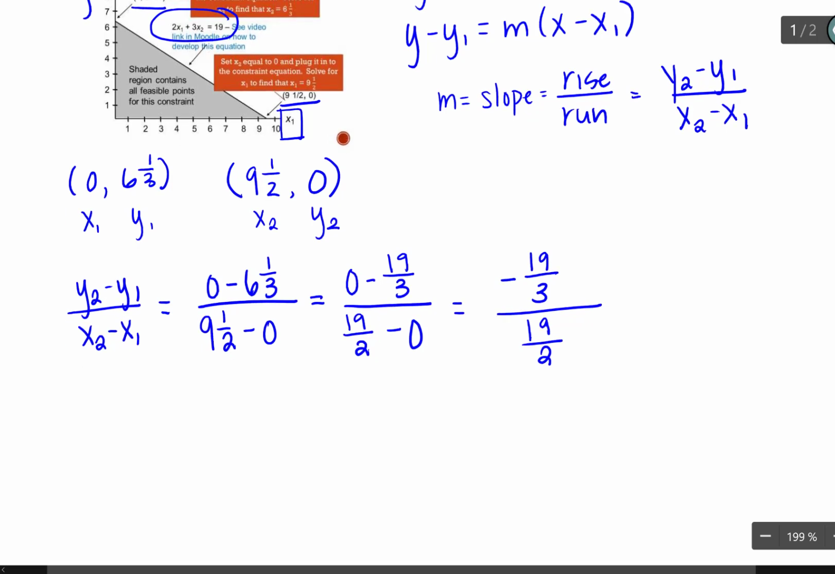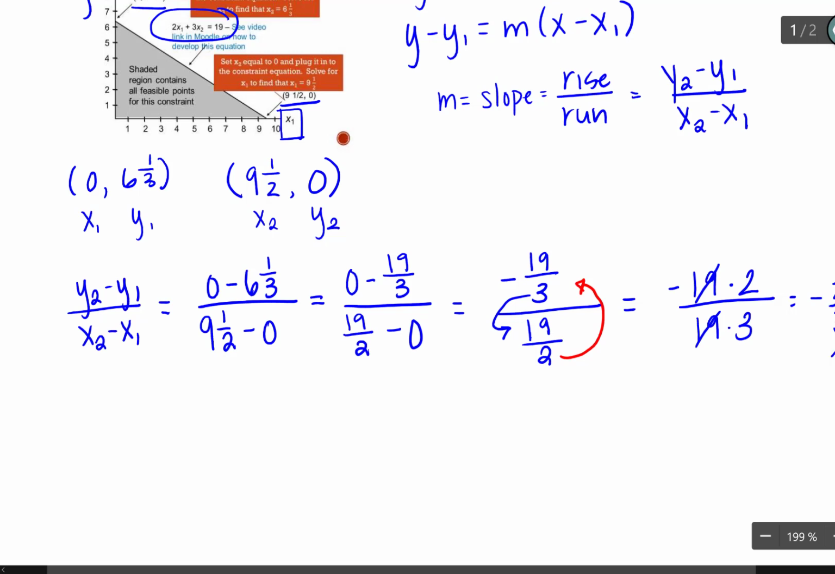Okay, so now let's remember how to deal with fractions within fractions. What we have is equivalent to moving the 3 into the denominator and this 2 up into the numerator. So we really have a negative 19 times 2 divided by 19 times 3. Our 19s cancel, and we're left with a negative 2/3. So our slope, m, equals negative 2/3.